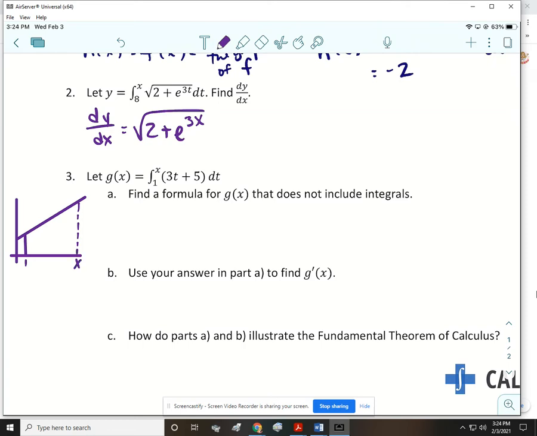All right. And then I know if I take 1 and I plug it in here, I'm going to get 8. So the value of the function 3t plus 5 when t is 1 is going to be 8. And then the value of 3t plus 5 when t is x is going to be 3x plus 5. All right. And then that formula is accumulating the area. So that formula, or that equation, really is the area of this trapezoid. So I can find the area of that trapezoid. I know how to find the area of a trapezoid.